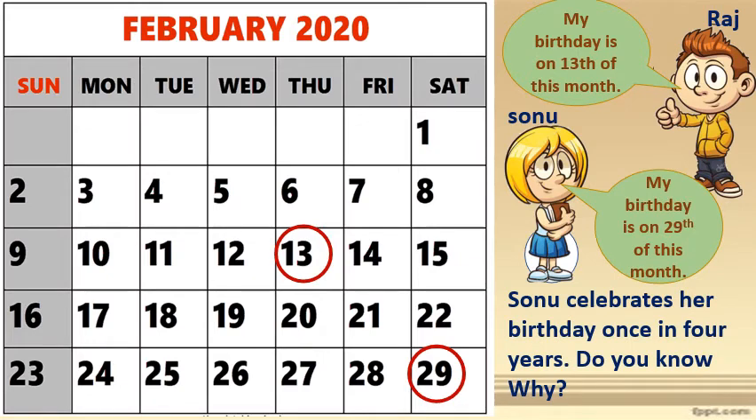Do you know why? Yes, students. She celebrates her birthday once in 4 years, but this Raj celebrates his birthday every year. Why is this difference there? Both birthdays are in the month of February. Okay, we will study about this.